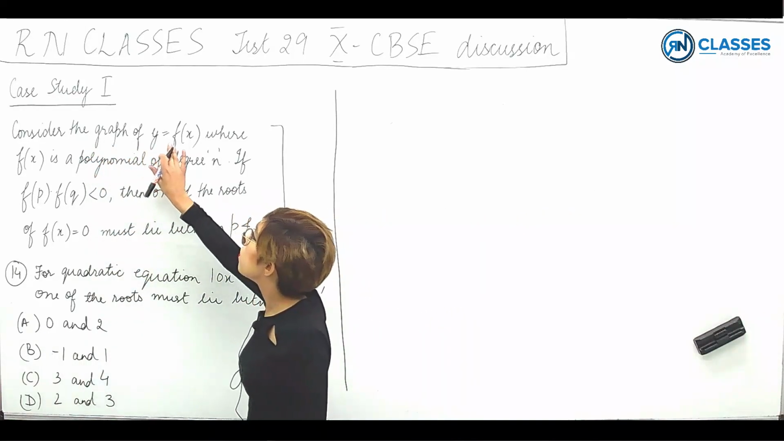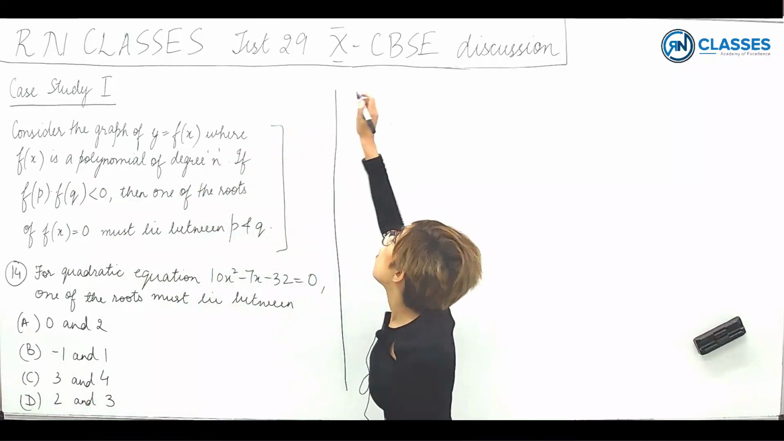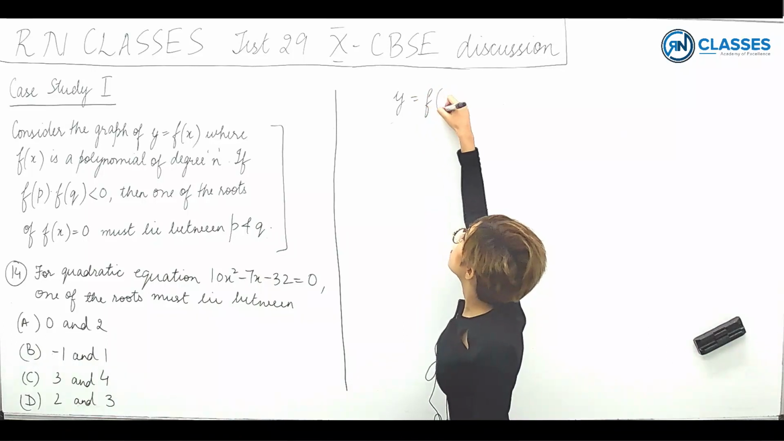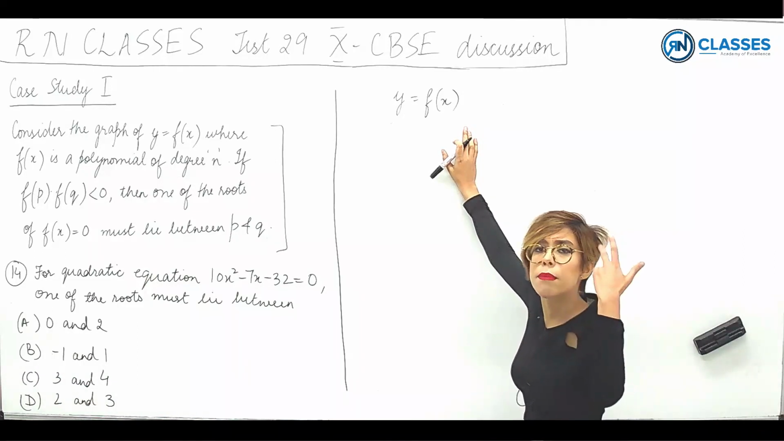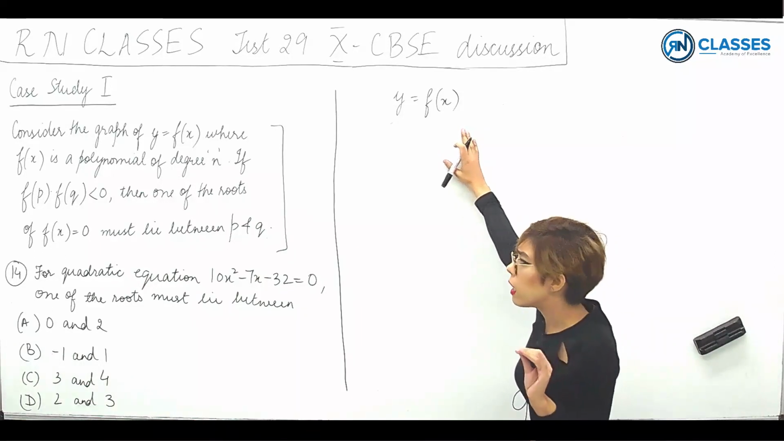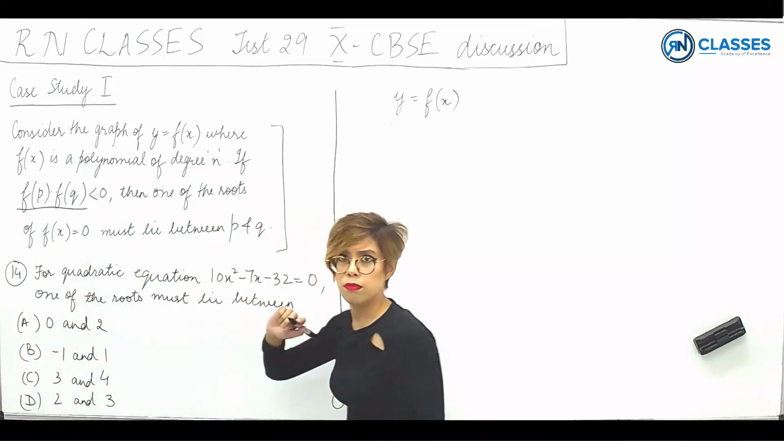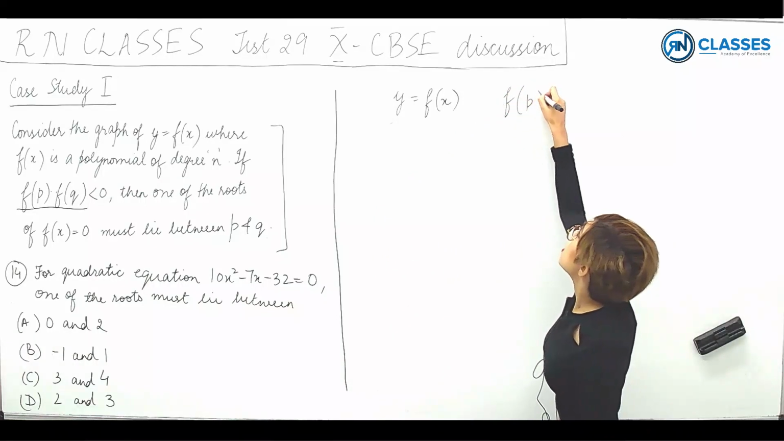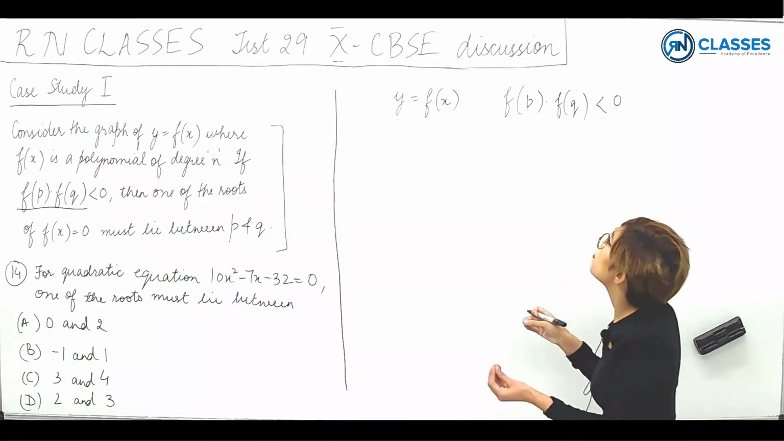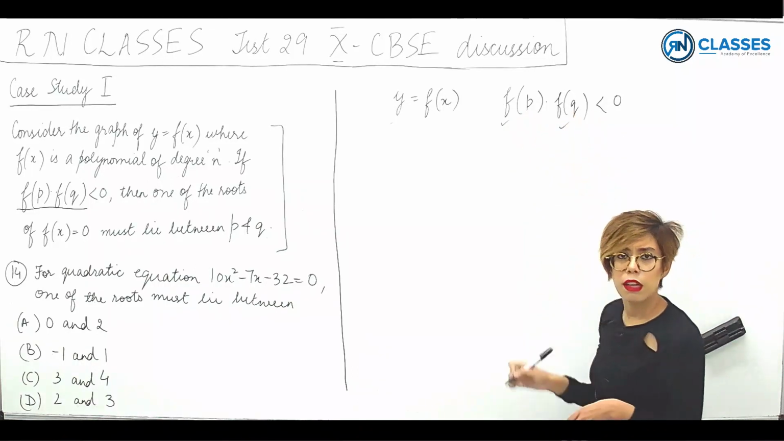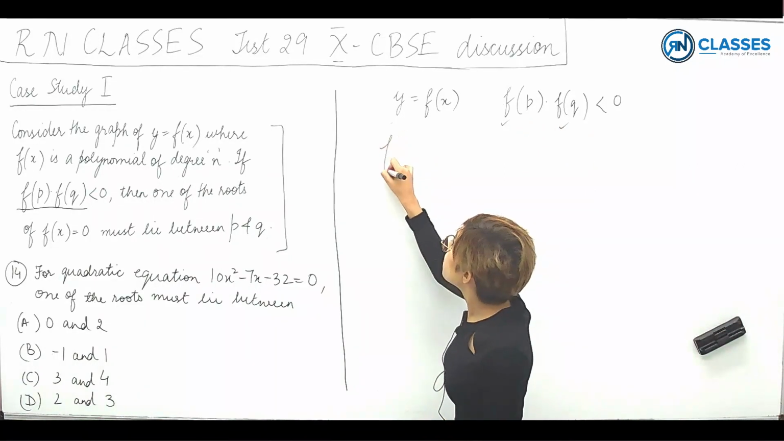Consider the graph of y is equal to f of x, where f of x is a polynomial of degree n. Now, graph consider करना है y is equal to f of x. F of x is a polynomial of any degree. It can be a quadratic, it can be a cubic, it can be a biquadratic, any degree polynomial. Right? Okay. If f of p into f of q is less than 0. Now, first of all, whatever the condition is, first let me try to understand what does this mean, right? Now, obviously, it is a product of two quantities, but do I know what I mean by f of p?